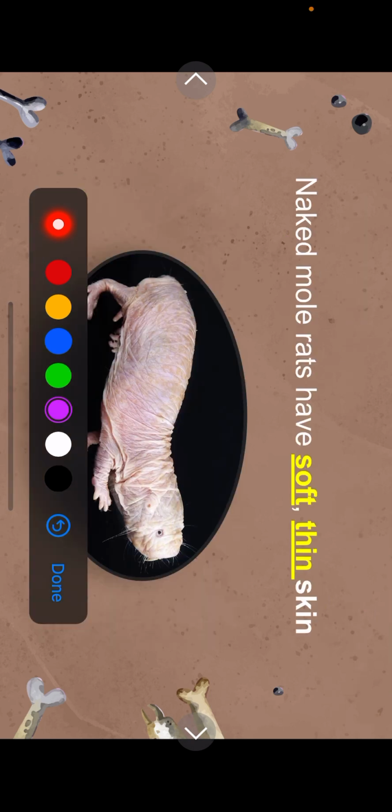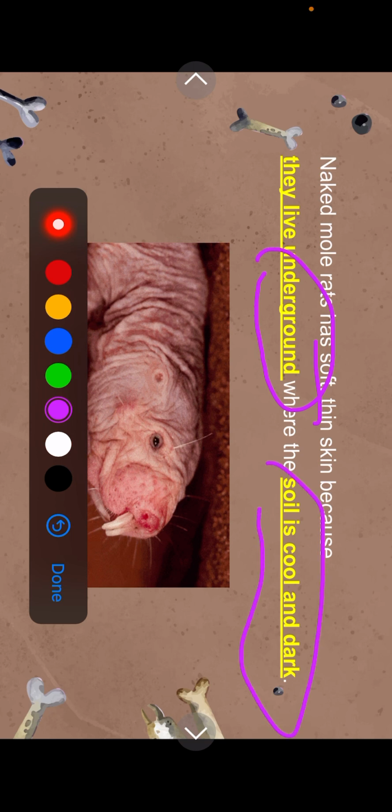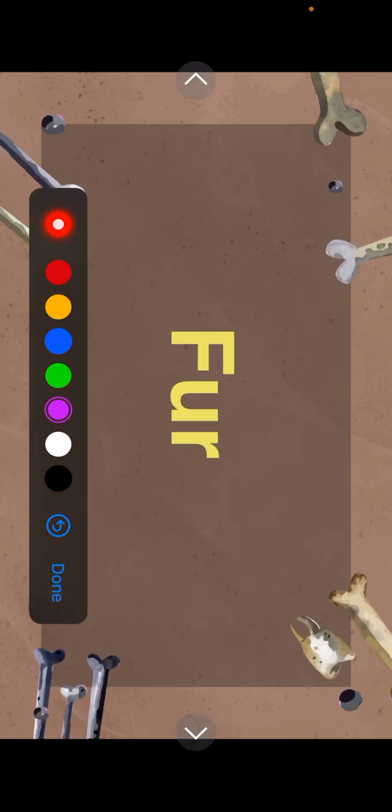Another animal, the naked mole-rat, has soft, thin skin. Why? Because this animal needs soft, thin skin since they live underground, where the soil is cool and dark. So the naked mole-rat has soft, thin skin because they live underground where the soil is cool and dark.